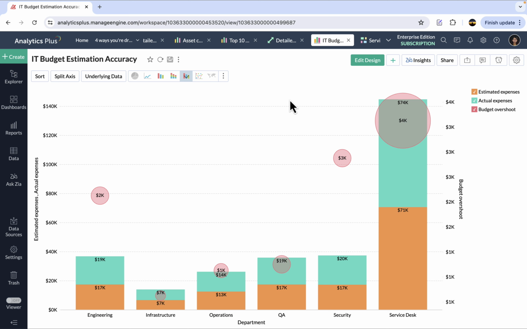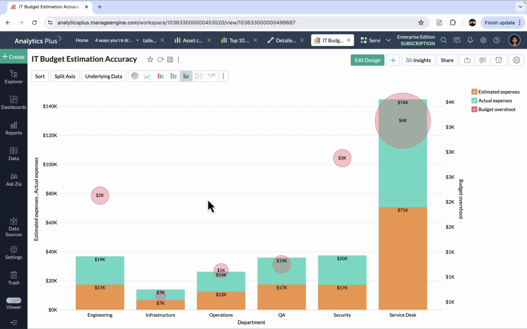This analysis identifies the budget allocated, the actual expenses incurred, and the corresponding budget overshoot across the organization over the last 2 years. The size of the bubble provides a quickly digestible visual representation of the budget overshoot metric. This visualization acts as a handy guide for IT managers and CIOs to understand the accuracy of their budgeting plans and fine-tune future allocations.